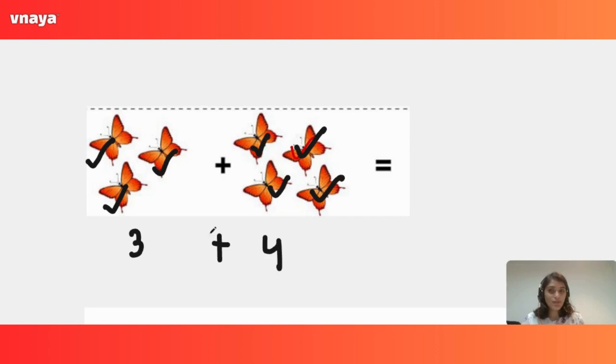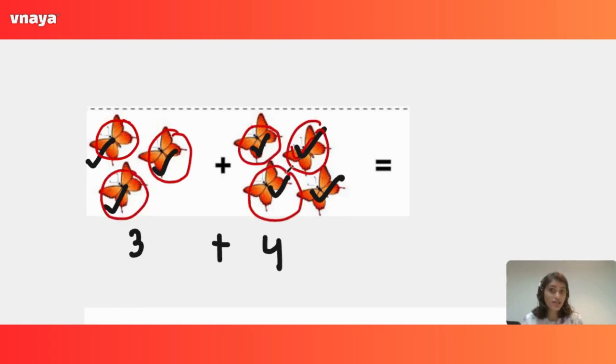So let's count them together. How many butterflies do we have altogether? One, two, three, four, five, six, seven. So how many butterflies do we have altogether? Seven butterflies. This means that 3 plus 4 is equal to 7.